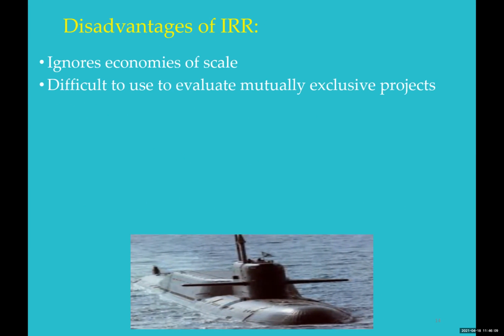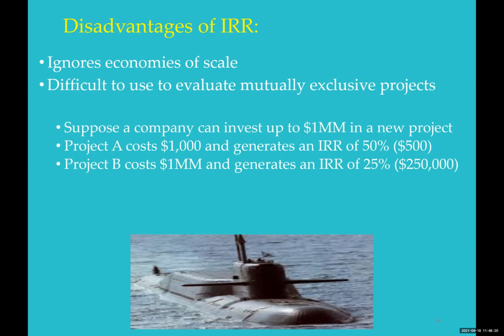Now, there are some disadvantages of IRR. Two big ones are it ignores economies of scale and it's difficult to use to evaluate mutually exclusive projects. Let me give you an example. Suppose a company can invest up to $1 million in a new project. So they're considering Project A, which costs $1,000 and provides an IRR of 50%, which is greater than their cost of capital. So it's a project they can do. And it has an NPV of $500. Or they can look at Project B, which costs $1 million and generates a lower IRR of 25%, but that is still greater than the cost to finance the project, so it's still a good project. And Project B has a net present value of $250,000.